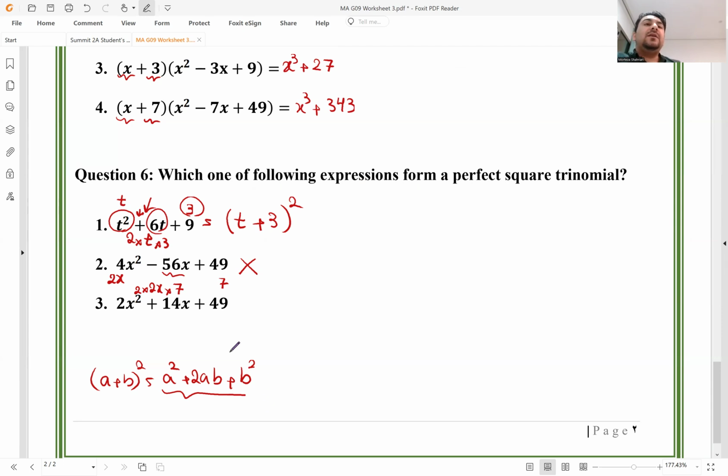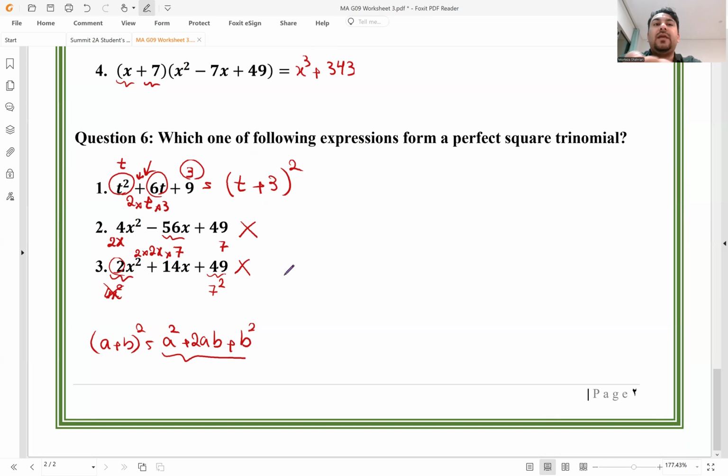The last one. Here we have a number powered by 2, 7 powered by 2. But the first term is not a perfect square. It must be 4x squared. It is not. It is 2. 2 doesn't have a square root. So therefore, the last one also is not a perfect square trinomial. Okay, that is the end of worksheet number 3.